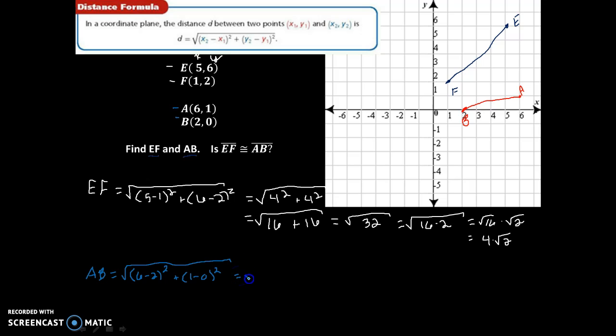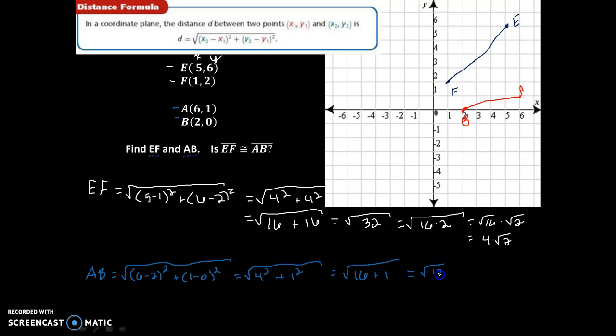So now we're going to follow order of operations and simplify in parentheses first. 6 minus 2 is 4. We're still squaring. Plus 1 minus 0 is 1. And we're still squaring. So 4 squared, that's 4 times 4 is 16. Plus 1 squared, 1 times 1 is 1. 16 plus 1 is 17.